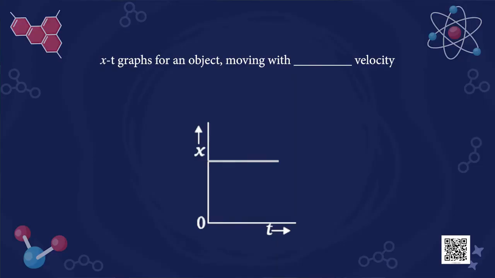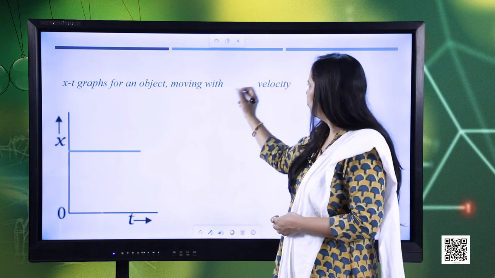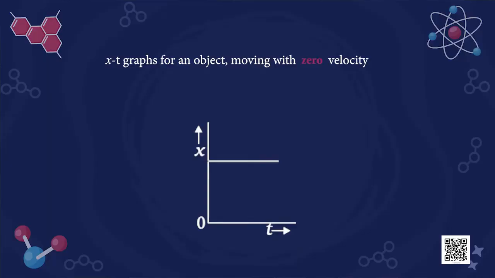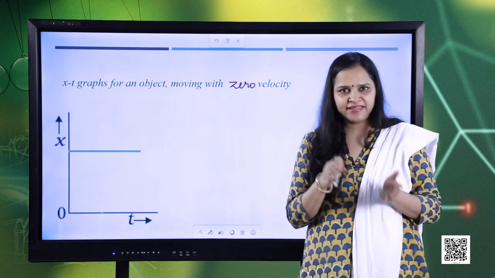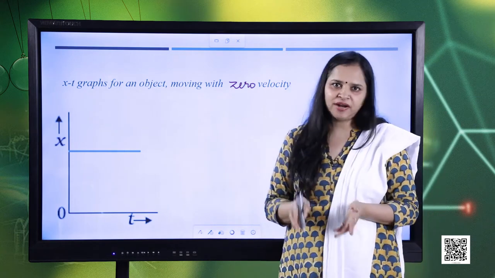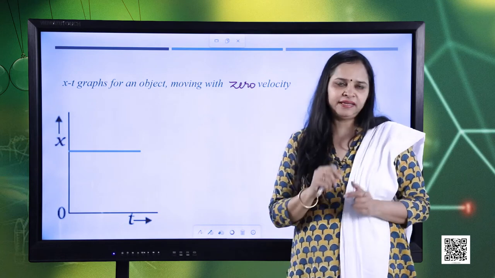Now look at another situation. Here the xt graph of an object, what does it represent? It represents the body at rest. So it's moving with 0 velocity. So this information we can obtain from the xt graph about velocity, whether the velocity is positive, negative or 0.